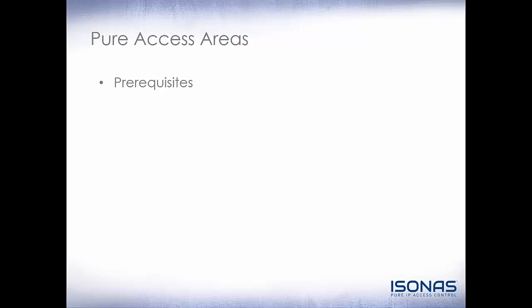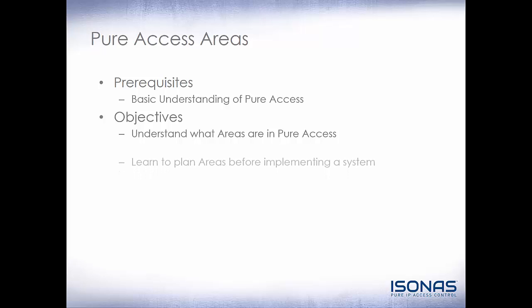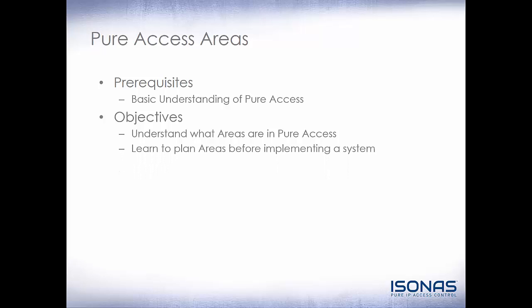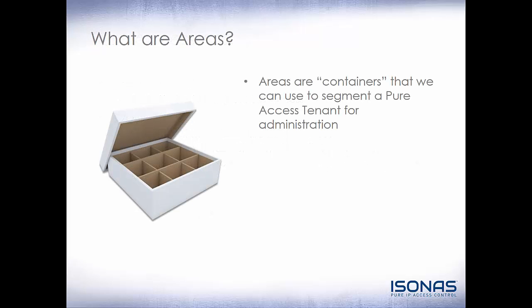This module is on Pure Access areas. Our prerequisites are a basic understanding of Pure Access. You should already have gone through your Pure Access certification prior to viewing this module. Our objectives are: understand what areas are in Pure Access, learn to plan areas before implementing a system, and implement a simple system with a common area and two site-specific areas. So first off, what are areas?